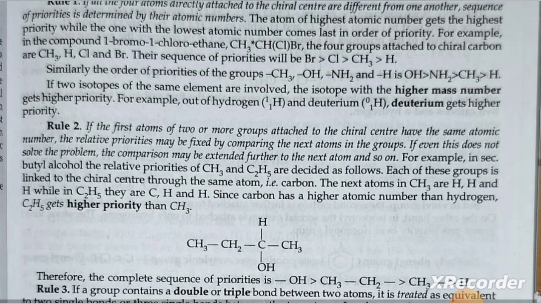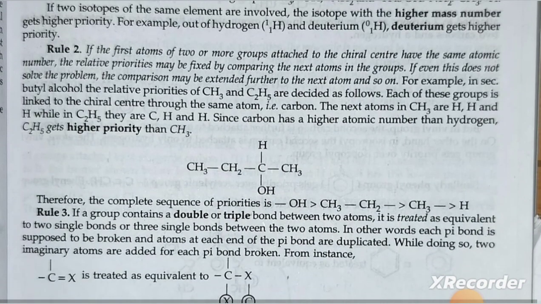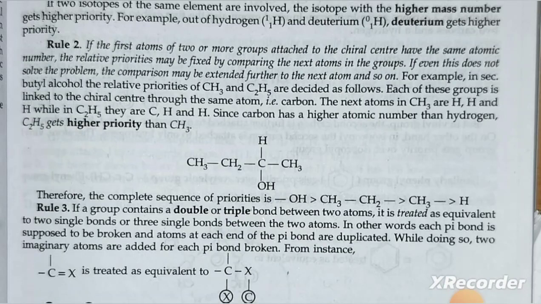Rule second. If the first atoms of two or more groups attached to the chiral center have the same atomic number, the relative priorities may be fixed by comparing the next atom in the group. If even then this does not solve the problem, the comparison may be extended further to the next atom and so on. For example, in secondary butyl alcohol the relative priorities of CH3 and C2H5 are determined as follows.